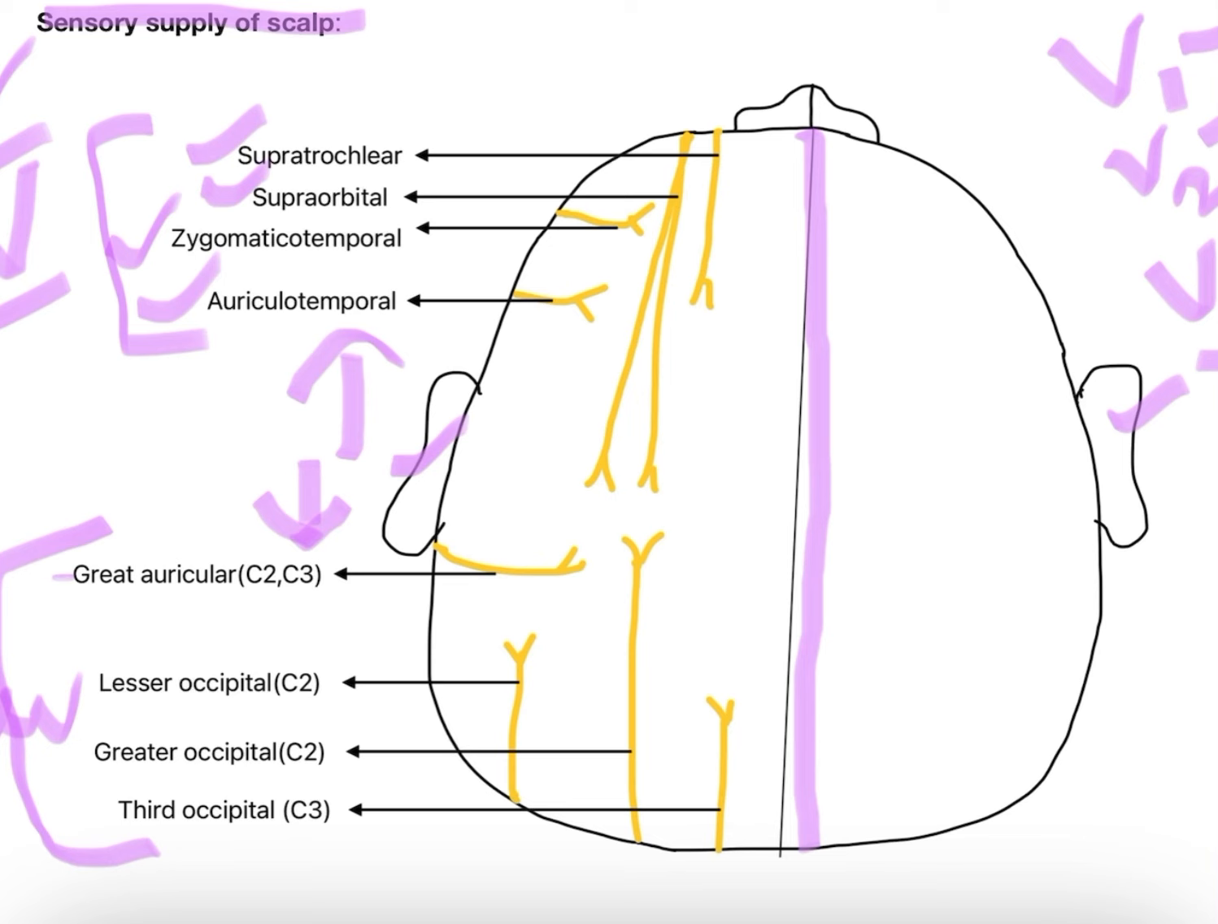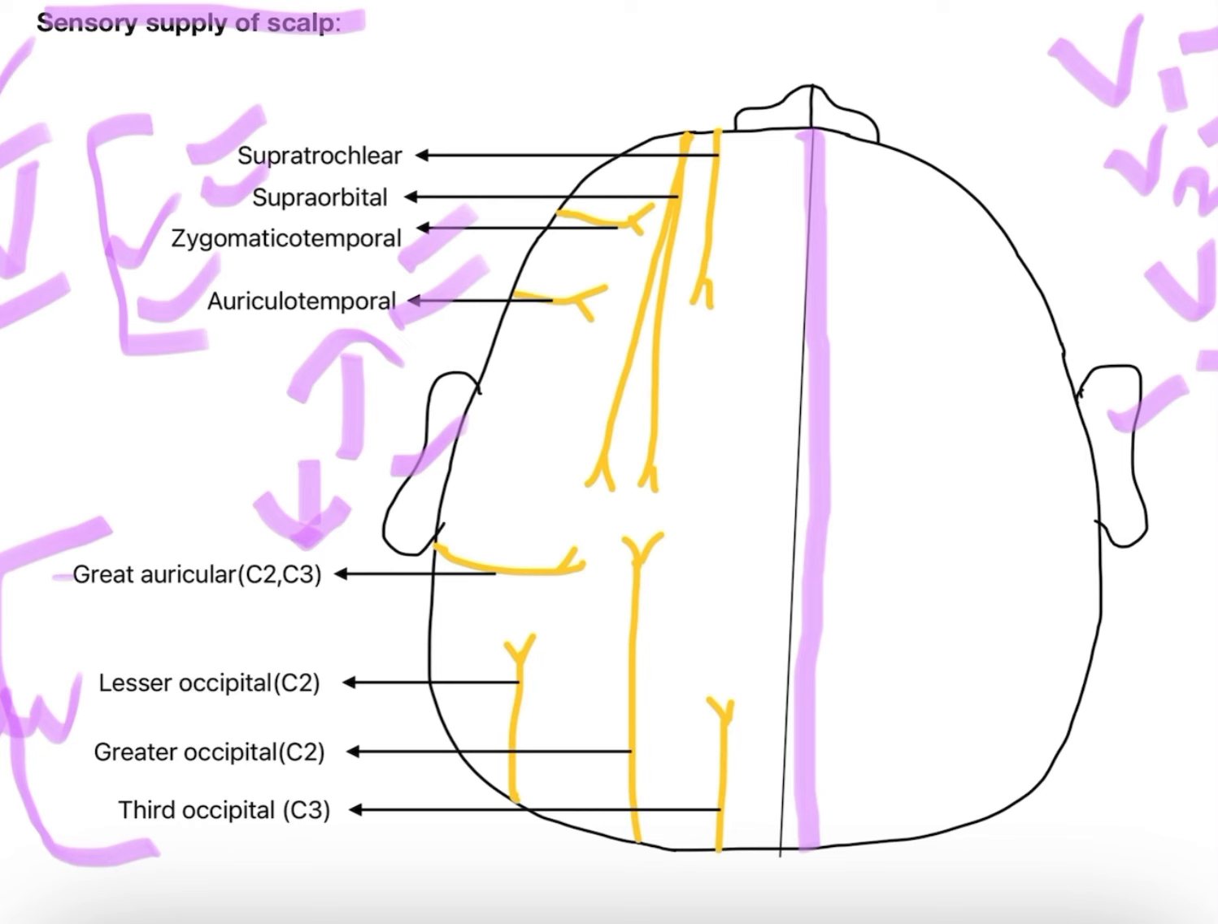Supratrochlear nerve is a branch of frontal nerve, which is a branch of the ophthalmic division of trigeminal nerve. Supraorbital nerve is also a branch of frontal nerve, which is a branch from the ophthalmic division of trigeminal nerve. Zygomaticotemporal is a branch of zygomatic nerve, which is a branch from the maxillary division of trigeminal nerve. Auriculotemporal is a branch from the mandibular division of the trigeminal nerve.